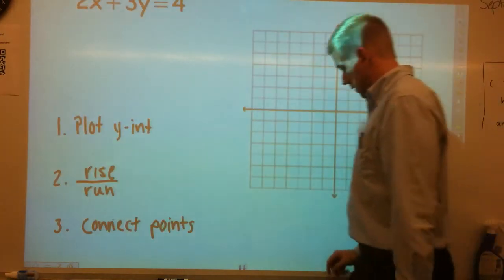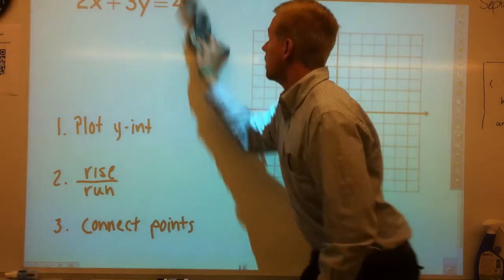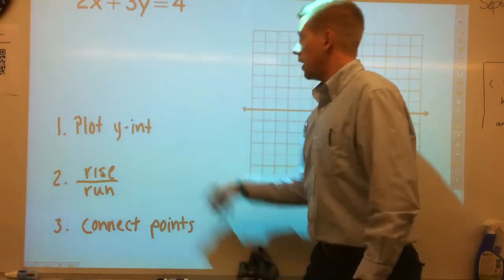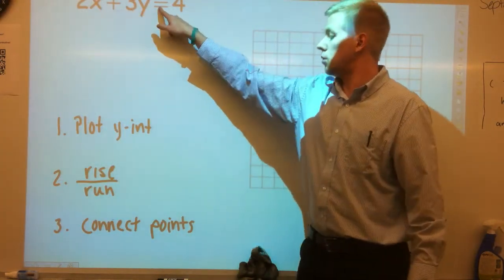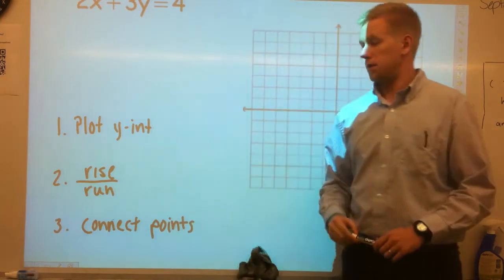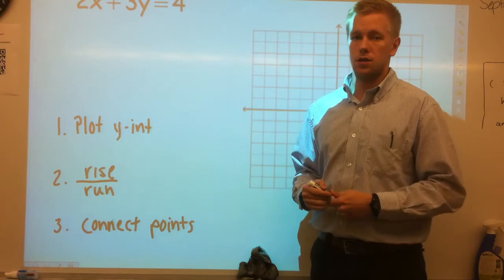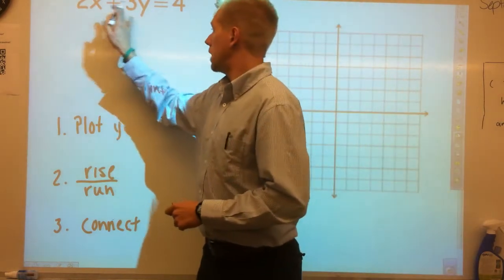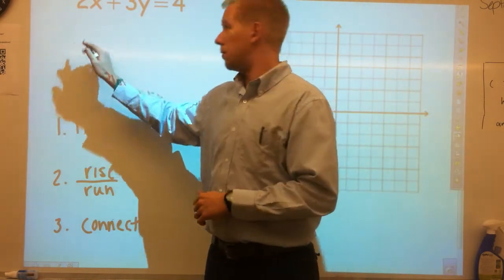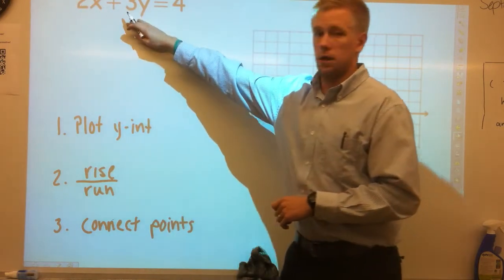Alright, so given, I know you probably can't see this, given 2x plus 3y equal to 4, we're going to graph that using these 3 steps. But before we can do that, we need to change this to slope-intercept form. So I'm going to change this just like I did in the previous 2 examples. I'm going to get y by itself. I'm going to solve for y.